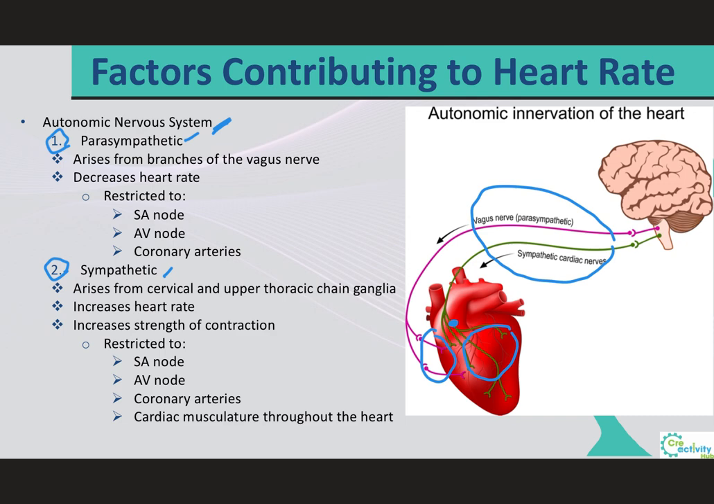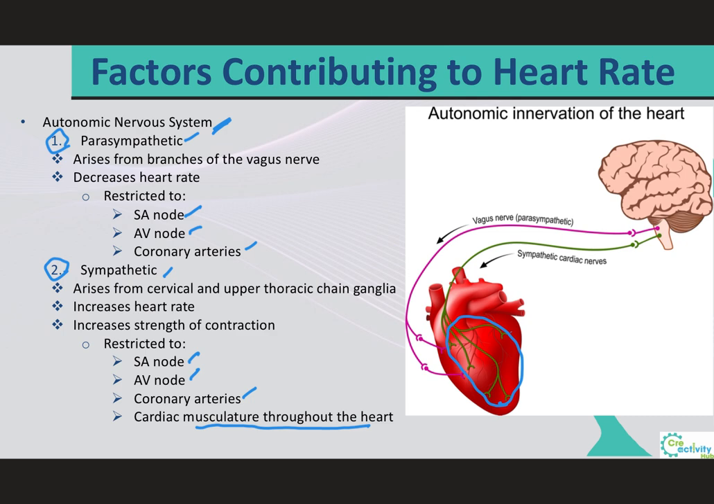So the sympathetic and the parasympathetic divisions of the autonomic nervous system will provide the innervation to the heart through what we call the cardiac plexus. Both autonomic nervous system divisions will innervate the SA and the AV nodes as well as the coronary arteries. And in addition, the sympathetic nervous system will innervate all of the cardiac muscle throughout the heart. This means that the sympathetic nervous system will have a greater influence on the heart rate.